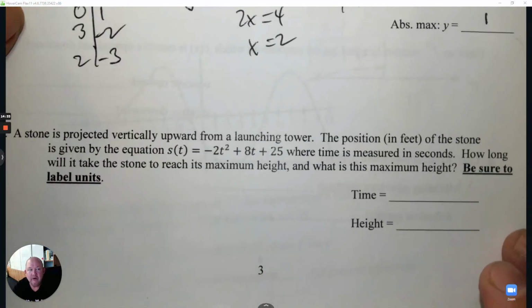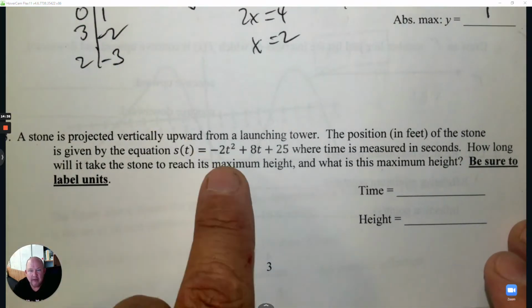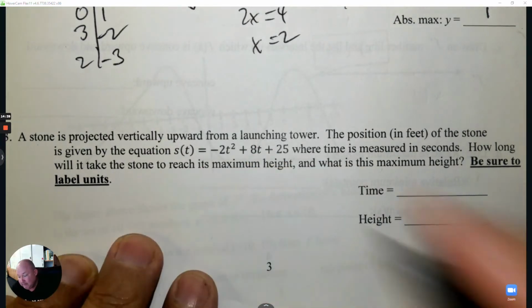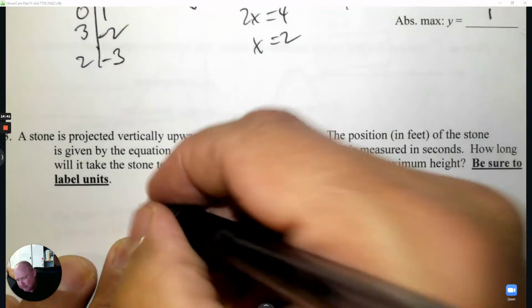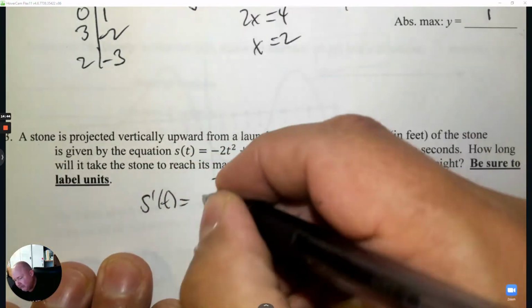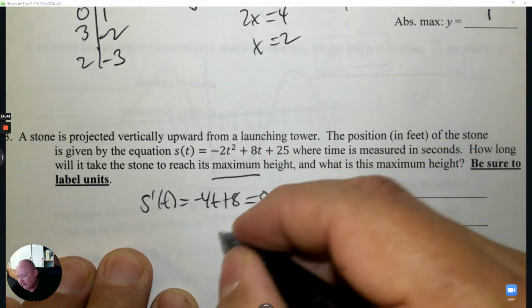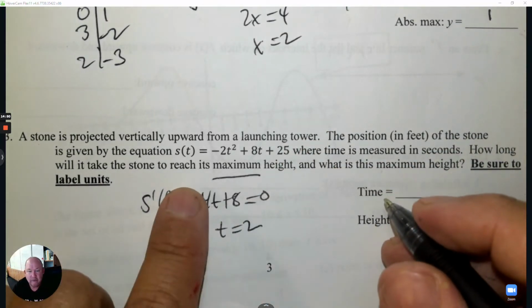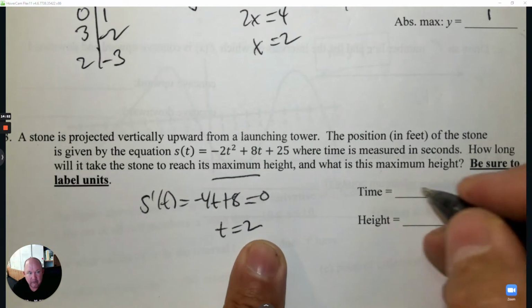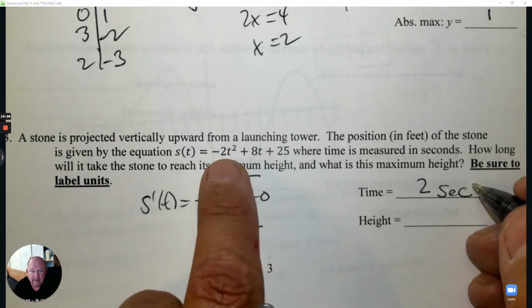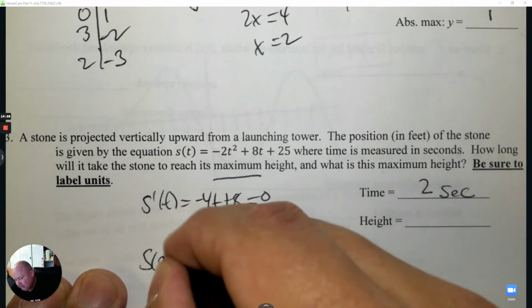All right, a stone is projected vertically upward with this equation. How long will it take the stone to reach its maximum height? So how do I find a maximum? I take the derivative. So I'm going to take the derivative, make it equal to 0, and if I solve this, the answer is 2 that makes it 0. So at what time? At 2 seconds. Now what's the height at 2 seconds? I've got to plug that back into the equation.